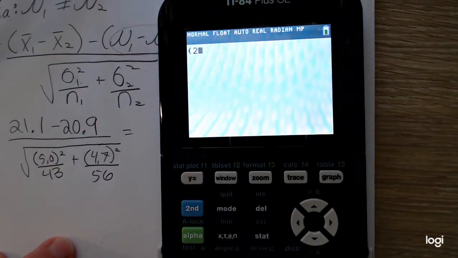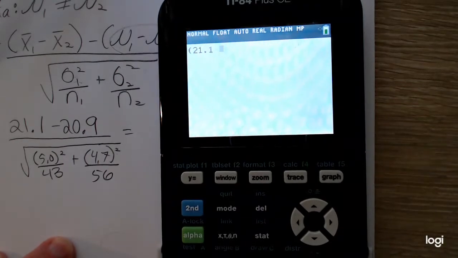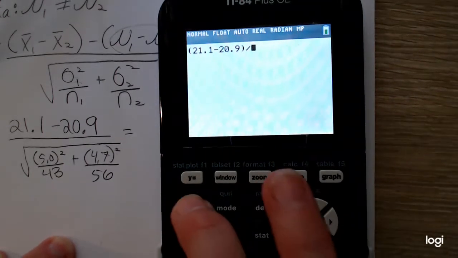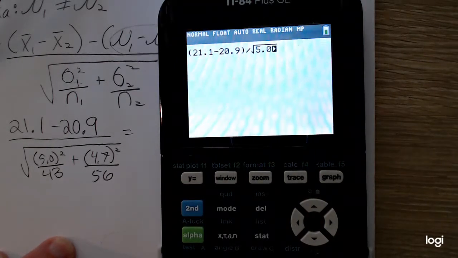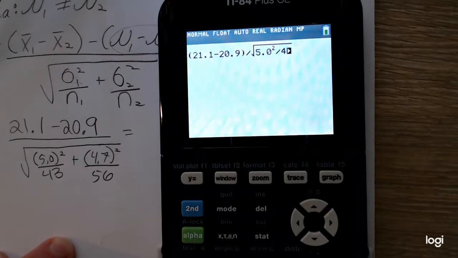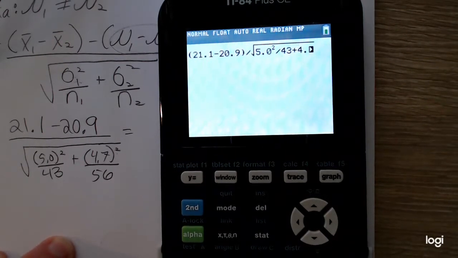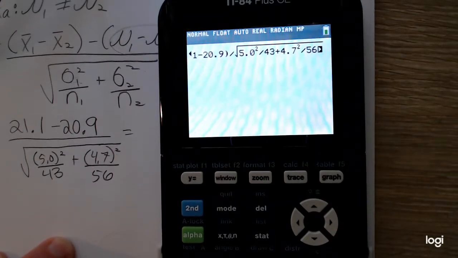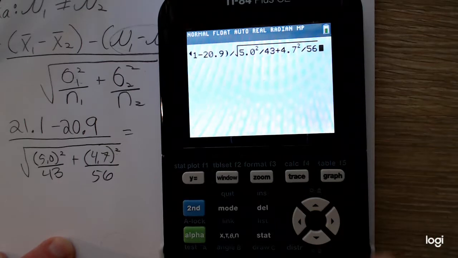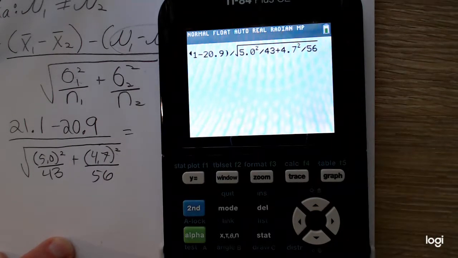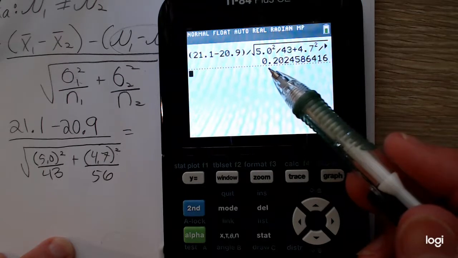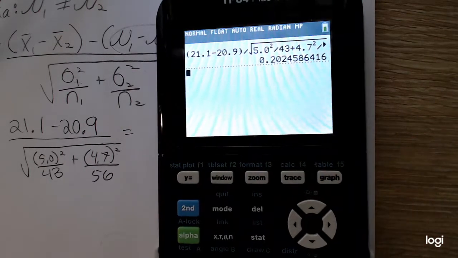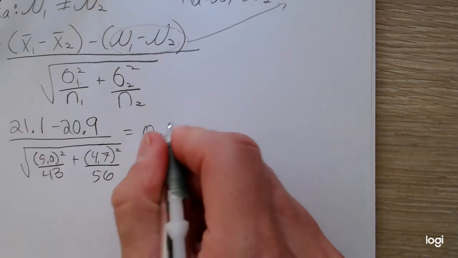So using parentheses around my numerator expression and inputting that denominator expression, I probably didn't need the 0.0 there. Okay. Just double checking everything. It's very easy to make an inputting error here. Okay, so I get a standardized test statistic of 0.202, rounding to 3 decimal places.